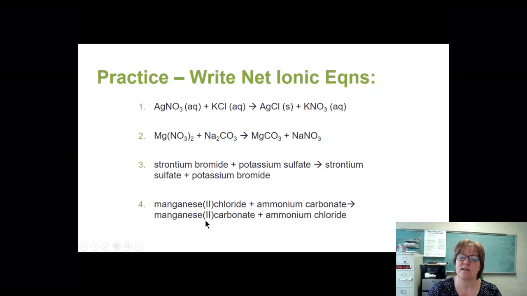And in this one, there's slightly harder compounds. They have some polyatomics in here and some Roman numerals in here. So again, convert the names into chemical formulas, and then figure out which ones are aqueous or solid, and then do my balancing, and then do my net ionic equation.